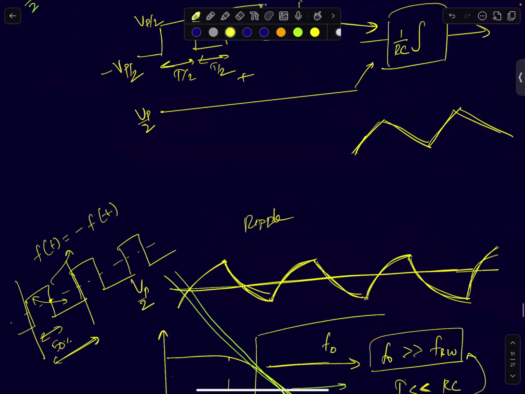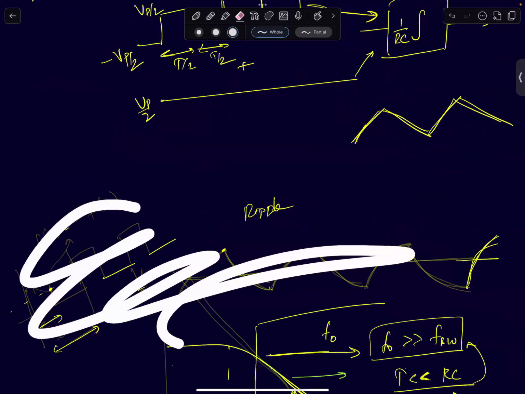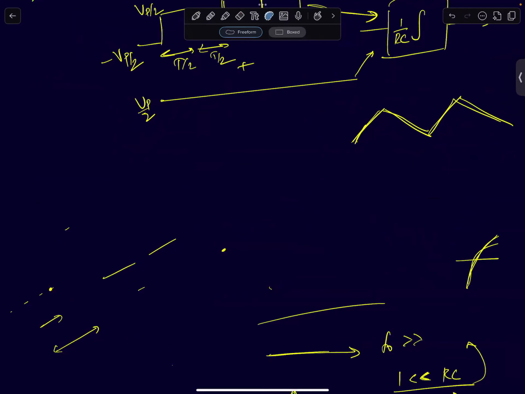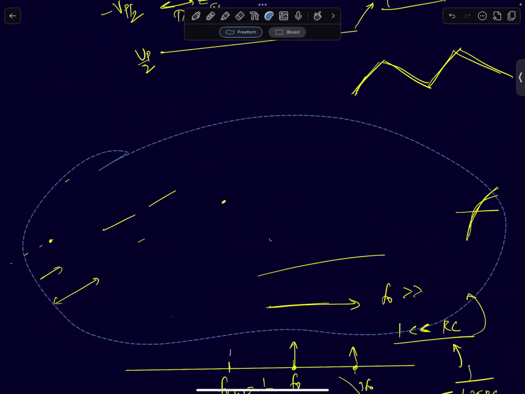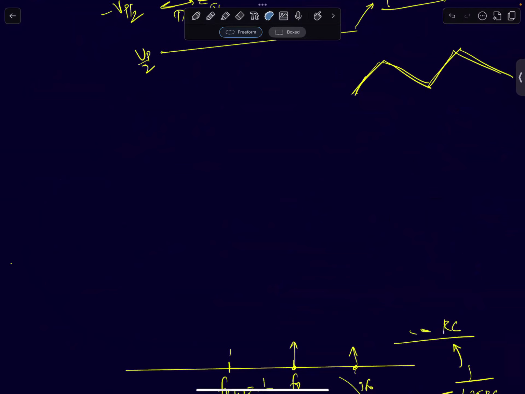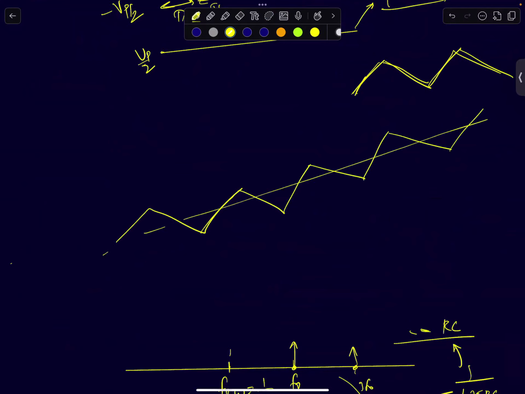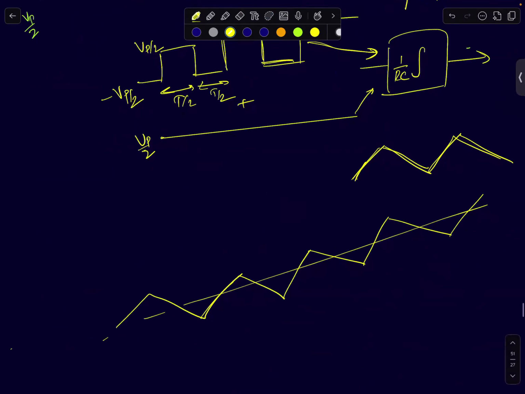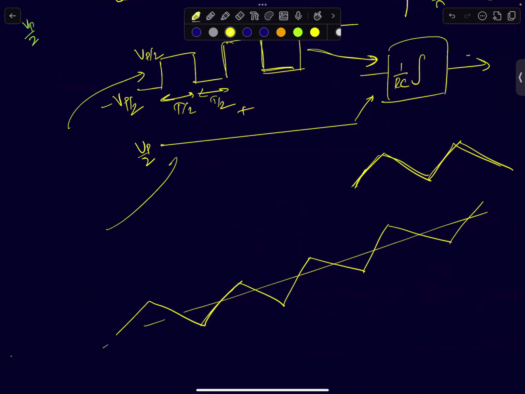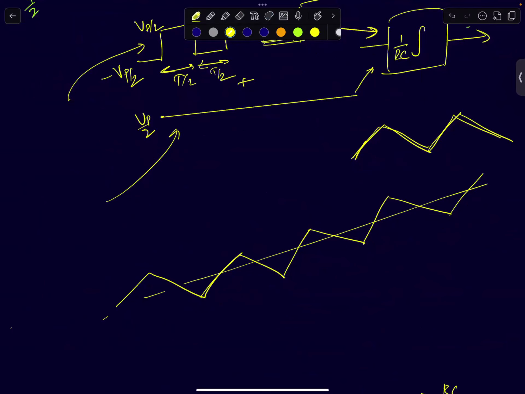So what will happen in this circuit is that it'll take a really long time to charge up. It's going to be a ramp, but it will also have a linear component riding on top of it. It will be a ramp due to this, and due to this DC component, there will be a linear component which will slowly increase this.